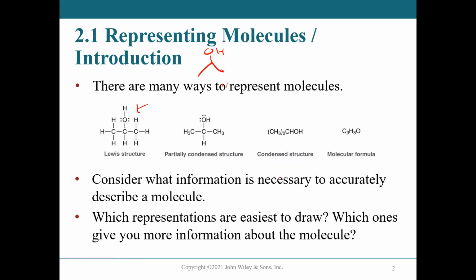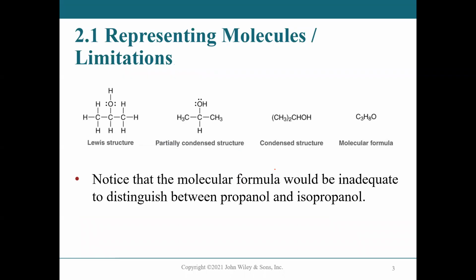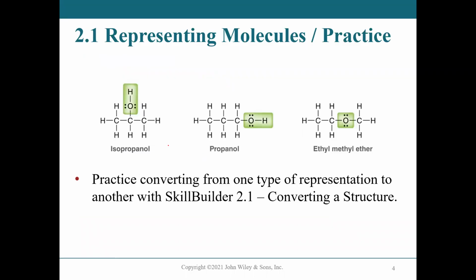So consider what information is necessary to accurately describe a molecule. I have everything in here that's necessary to describe that molecule right there, 2-propanol. They talk about isopropanol, also known as 2-propanol. Here's propanol right here. There's no distinction right there, because if you draw it like this, you can put the hydrogen here. If you flip it, the hydrogen will go on the other side, if you just turn the molecule.